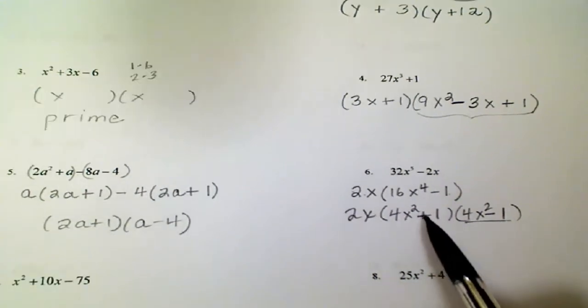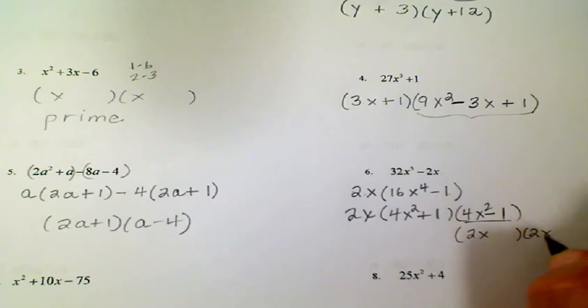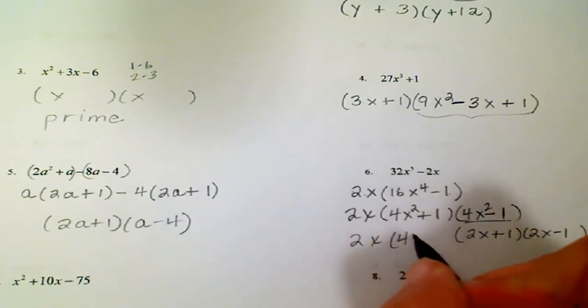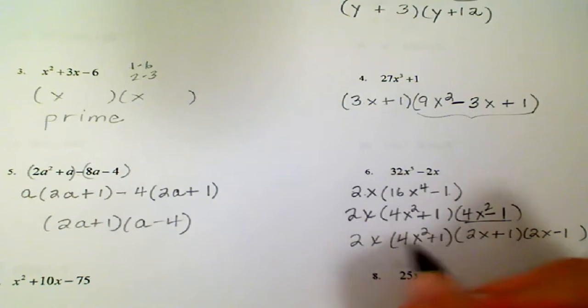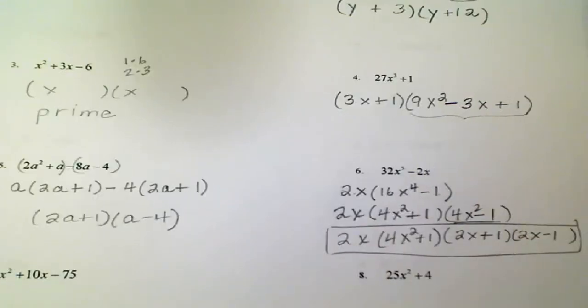This you can't factor again because it's a sum of squares. But this you're going to factor to be 2x, 1 and 1, plus and minus. And we're going to carry down the 2x, and we're going to carry down the 4x squared plus 1. And that is our final answer, because finally we cannot factor anything else.